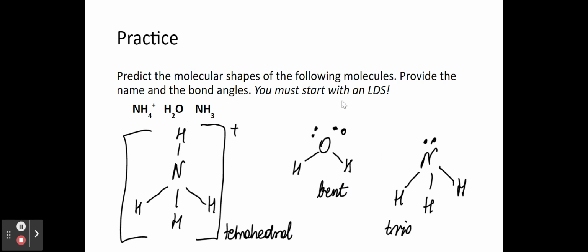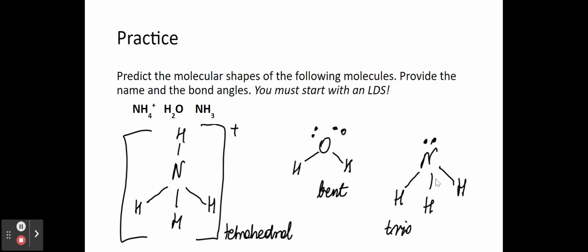Now, here's water. Again, we can't really tell what that Lewis structure looks like until we actually draw it. We end up having 2 lone pairs and 2 bonding pairs around oxygen. That's 4 electron domains. So it's a tetrahedral electron geometry, just like NH4+. The difference is it has 2 lone pairs of electrons that will force the bonding pairs of electrons closer together, and our molecular geometry or our molecular shape would be bent.